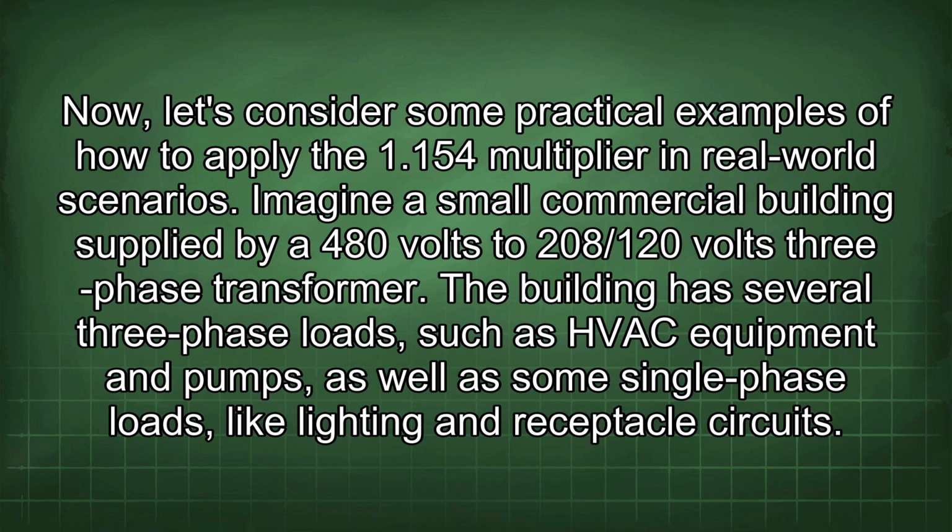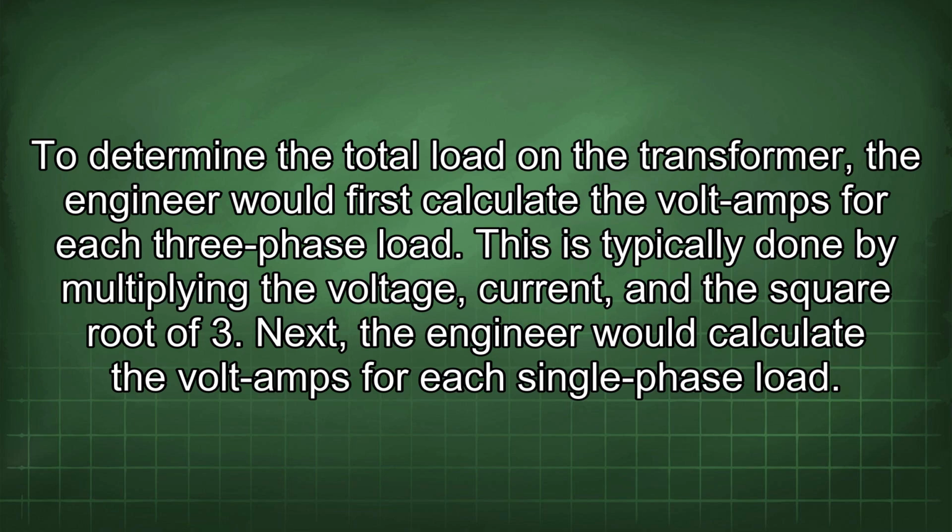Now, let's consider some practical examples of how to apply the 1.154 multiplier in real-world scenarios. Imagine a small commercial building supplied by a 480 volts to 208/120 volts three-phase transformer. The building has several three-phase loads, such as HVAC equipment and pumps, as well as some single-phase loads, like lighting and receptacle circuits. To determine the total load on the transformer, the engineer would first calculate the volt-amps for each three-phase load. This is typically done by multiplying the voltage, current, and the square root of 3.